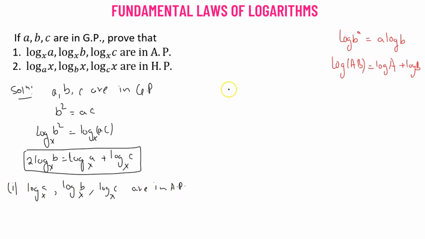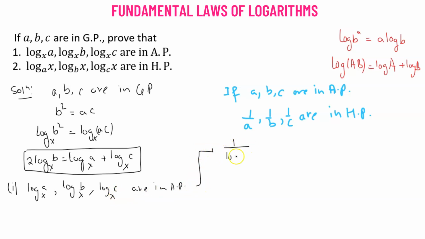Now we're going to use the fact that if three numbers, let's say A, B, C, are in AP, then 1 over A, 1 over B, and 1 over C are in HP or harmonic progression. So we'll use this fact. We've already shown that log of A with base of x, log of B with base of x, and log of C with base of x are in AP. That would follow that 1 over log of A with base x, 1 over log of B with base x, and 1 over log of C with base of x are in HP.